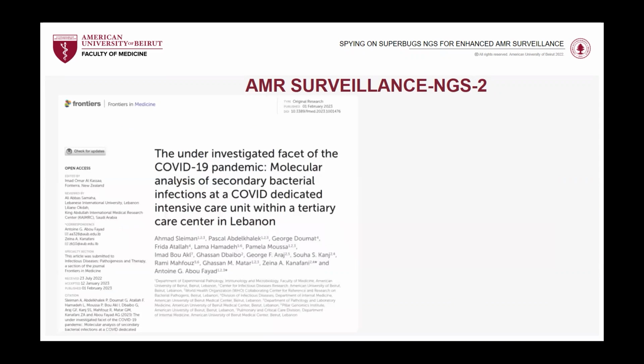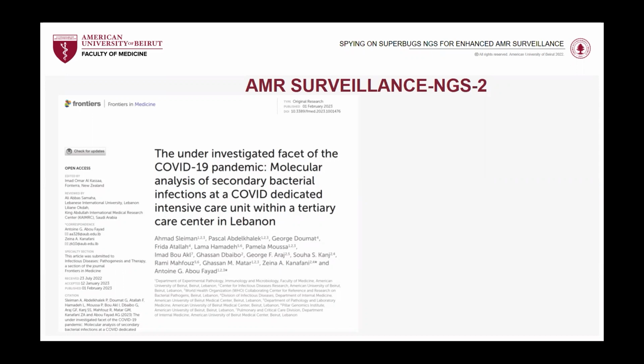Another project we worked on with colleagues, again, at the infectious diseases department and with the ICU, the respiratory doctors, Dr. Ahmad Bouail, was the secondary bacterial infections in COVID patients. It's something that was not very well looked at during the COVID pandemic. And we've collected samples at AUB during a specific period of time.